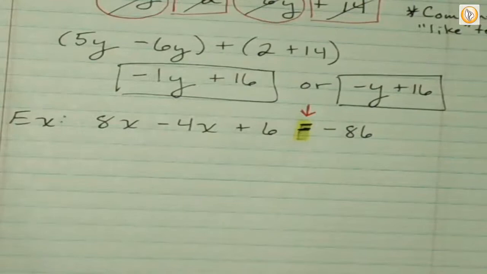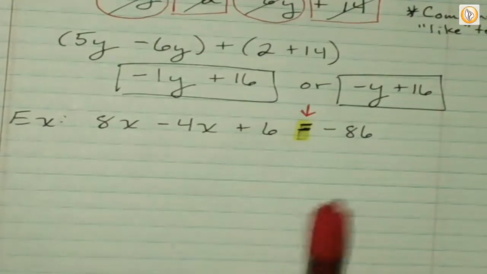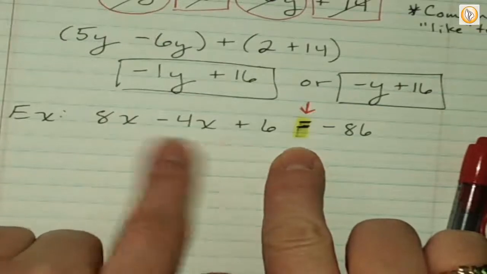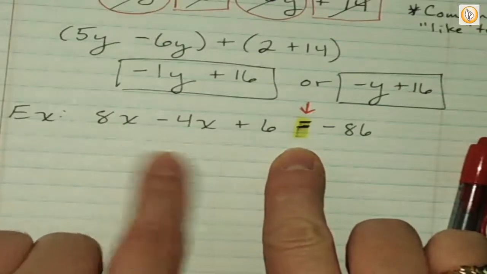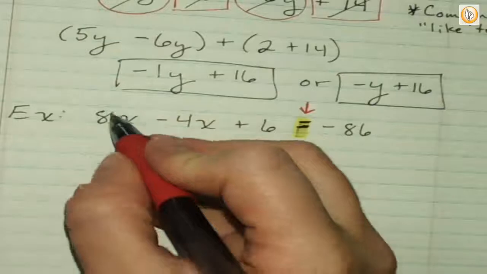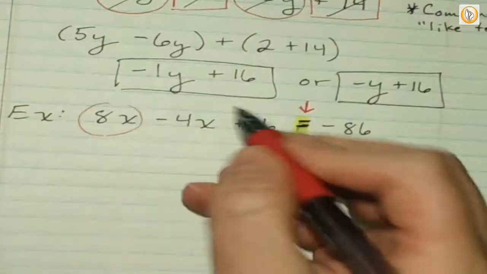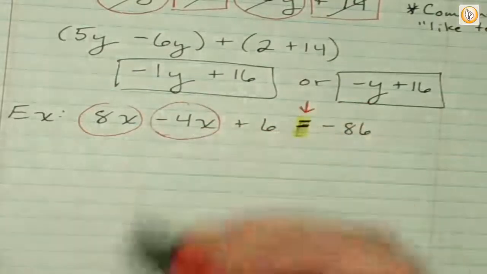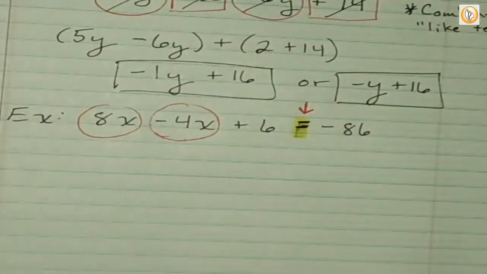So, Izzy, what terms on this side of the equal sign can I combine that are alike? 8x and negative 4x. That's right. So I'm going to circle 8x and negative 4x. Here's another one.